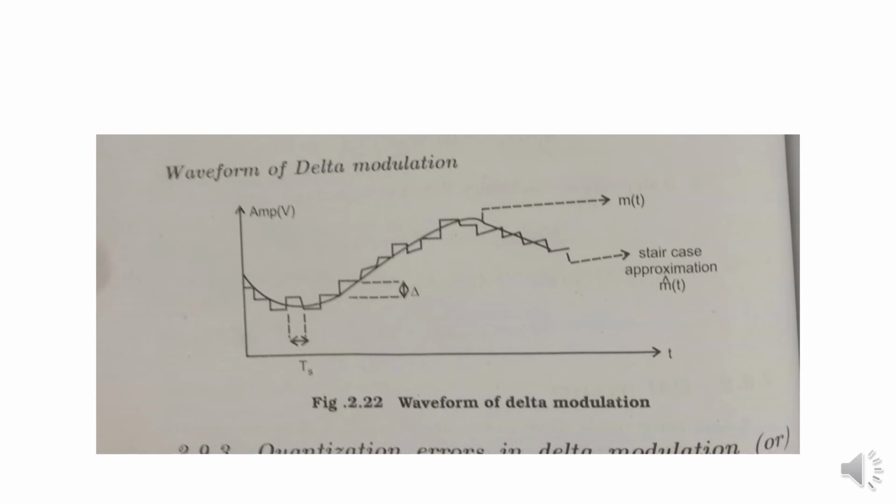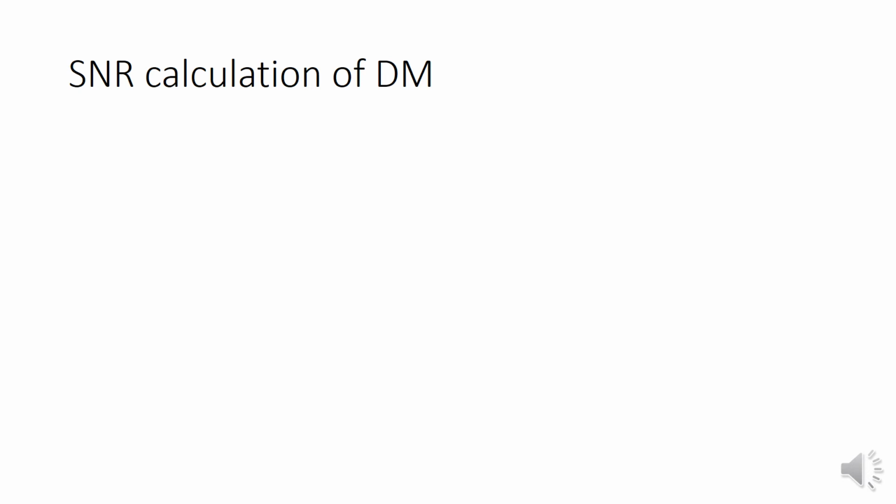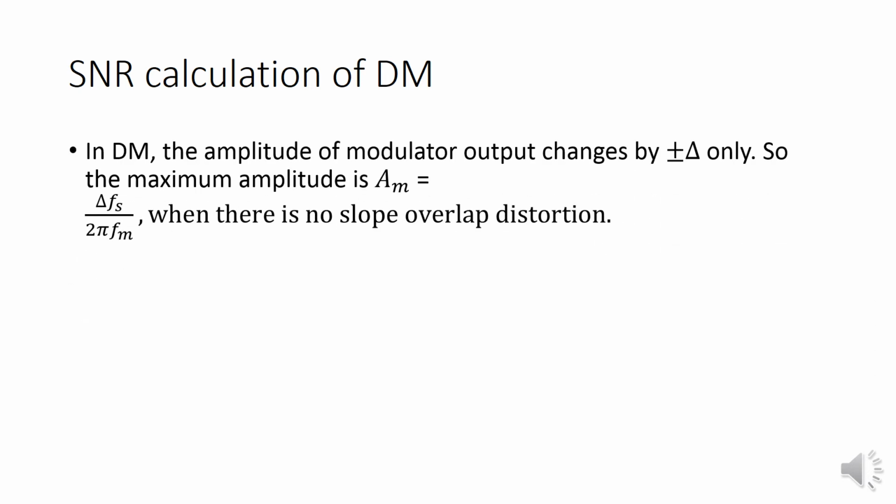This is the waveform for the delta modulation. In it we have the staircase approximation, that is m cap of t. Then we have to calculate the SNR, the signal to noise ratio, for delta modulation. How do we calculate it? The amplitude of the modulator output changes by plus or minus del only.